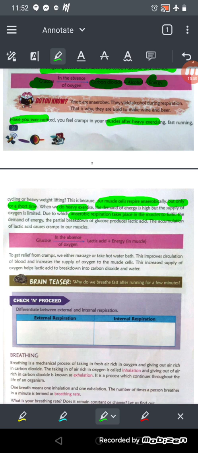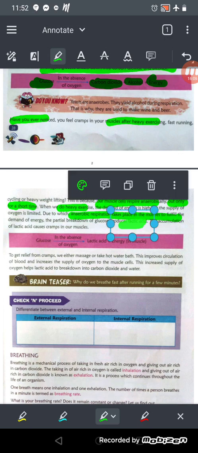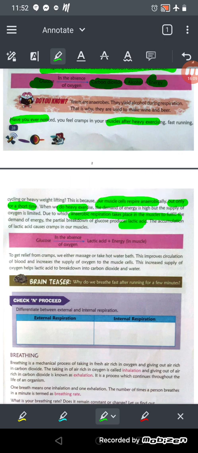So our muscles need more and more energy. For that, our muscles respire anaerobically, means without oxygen, for a very short time. And the partial breakdown of glucose produces lactic acid. So the partial breakdown of glucose produces lactic acid, and the accumulation of lactic acid causes cramps in our muscles. Clear?